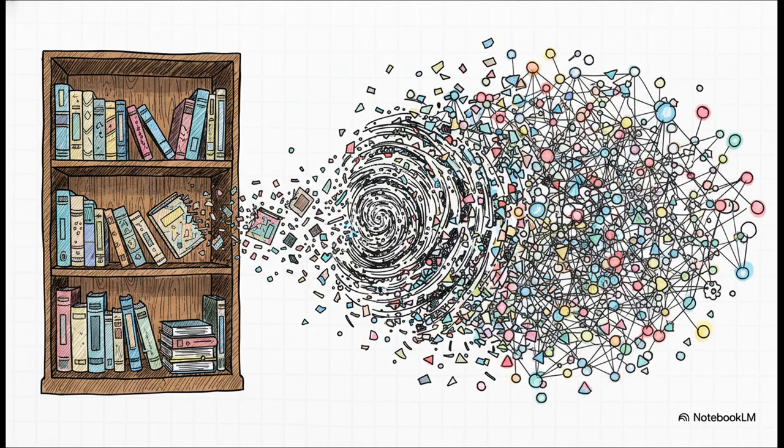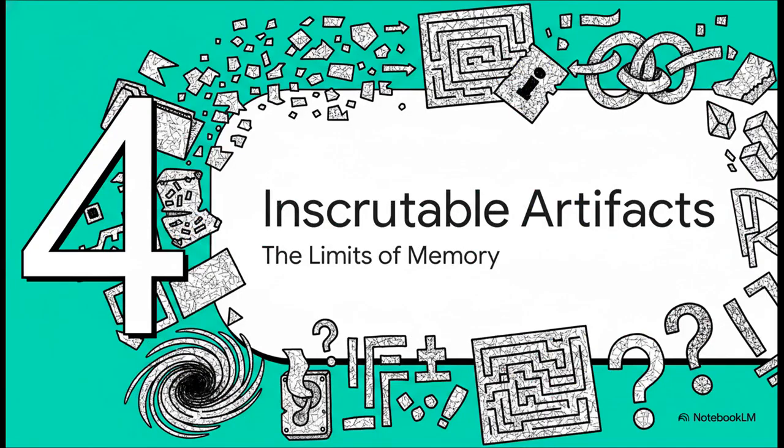The facts are in there, scattered across the entire network, but retrieving them perfectly every single time is tricky, because at its core, it is an imperfect database. This imperfect retrieval leads us to Section 4, hallucinations and inscrutable artifacts, the limits of memory.